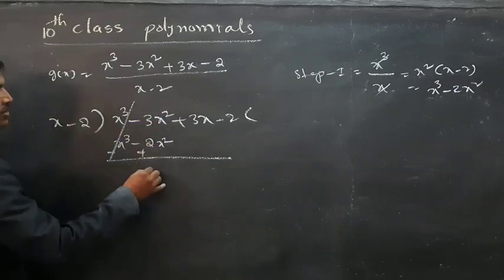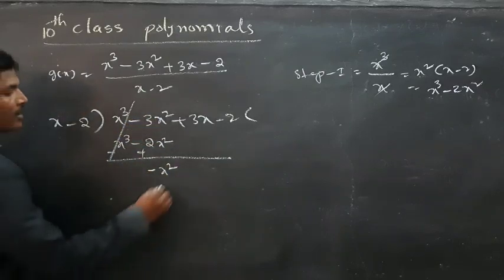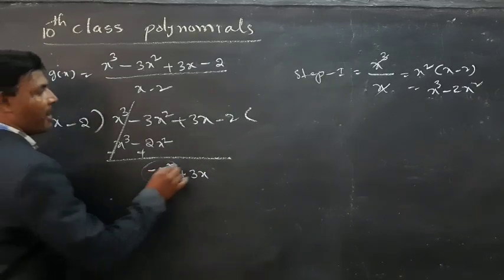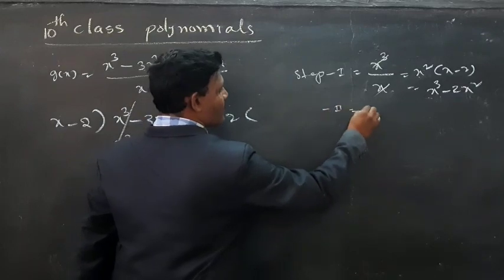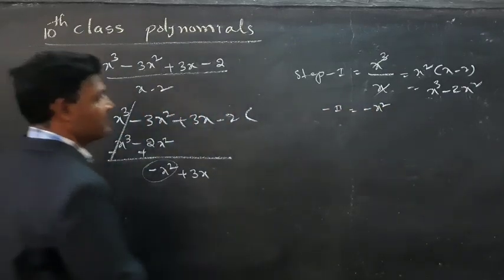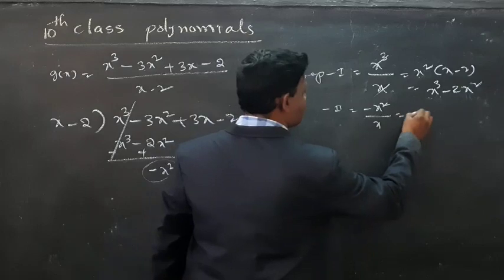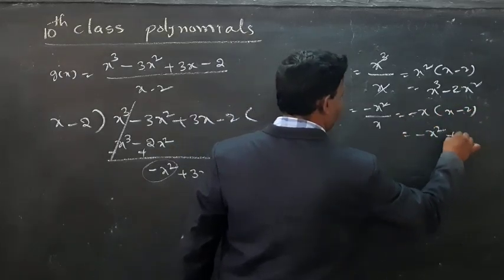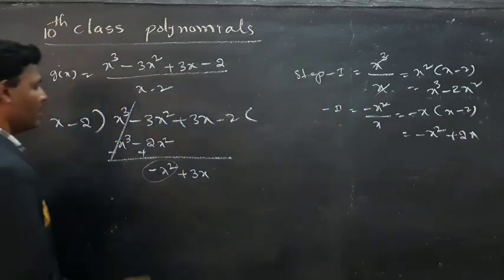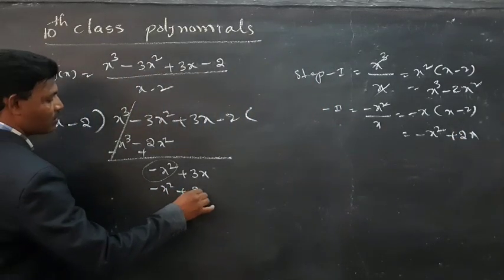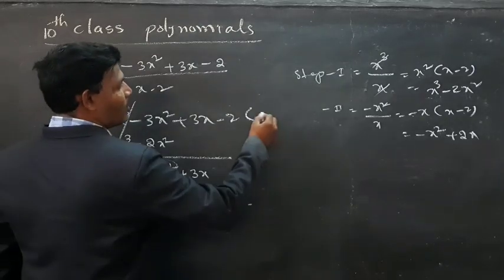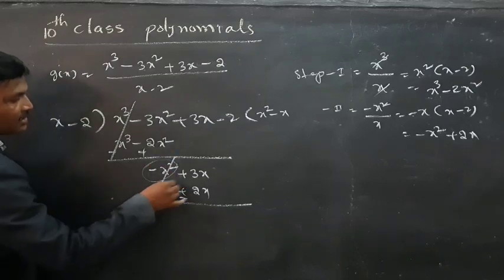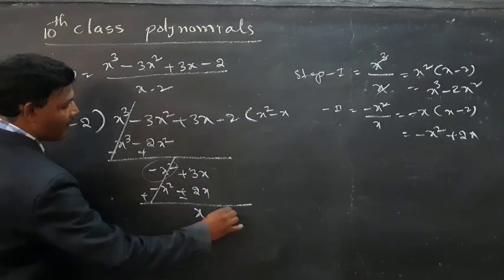Minus 3x square plus 2x square we can add as minus x square. Similarly, I am taking plus 3x. Here what is the first term? Minus x square. Step 2. And here the first term x. x cancelled, so remaining minus x. So x minus 2, minus x square and plus 2x. Plus minus cancel. What is the remaining? x and minus 2.